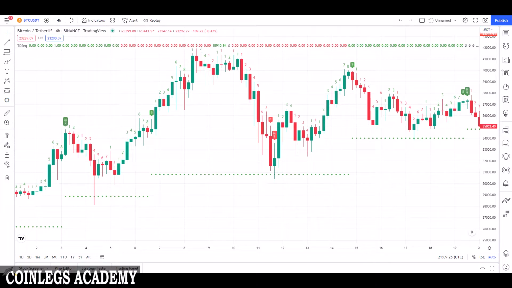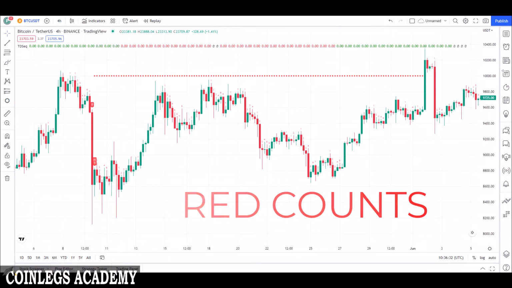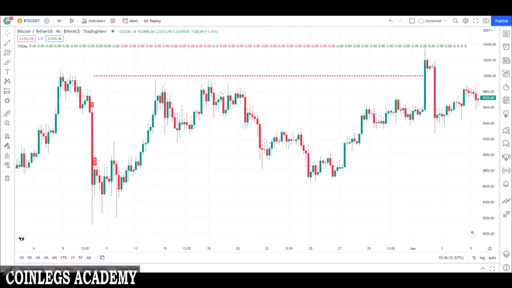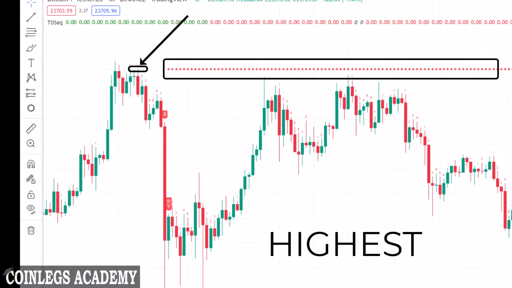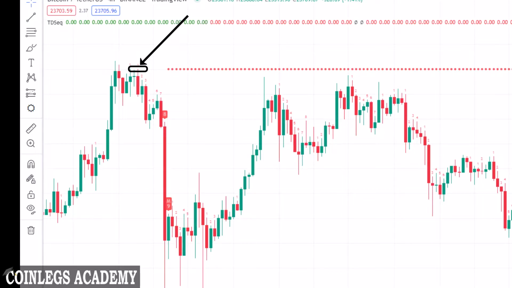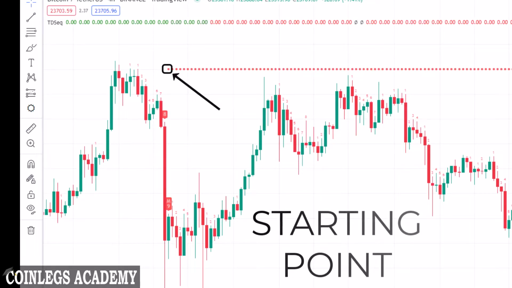Now on the examples, let's look at how resistance levels are formed. Resistance levels are formed by red counts, in other words, buy setups. The starting level of the resistance level is the highest candlestick level that a completed buy setup has. As you can see, the highest level in the setup occurred in this candle. The starting level of the resistance level is also formed here. But for the starting point of the resistance level, it will start with the 9th candle of the buy setup.